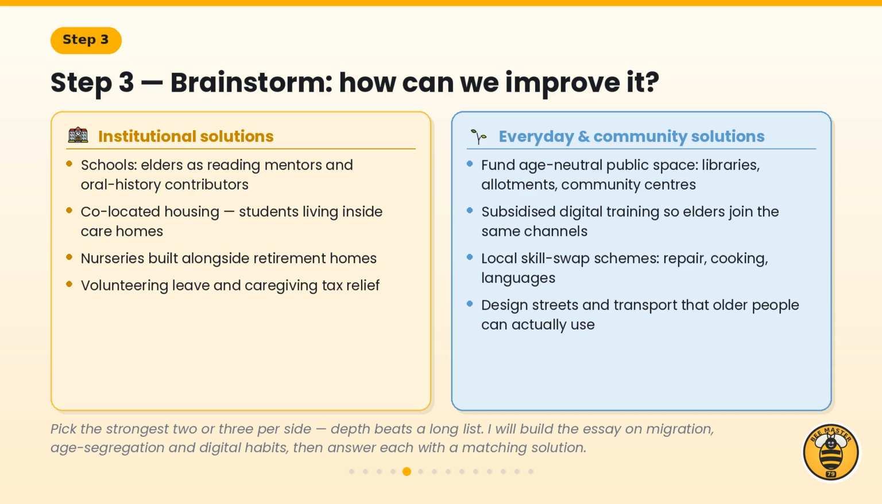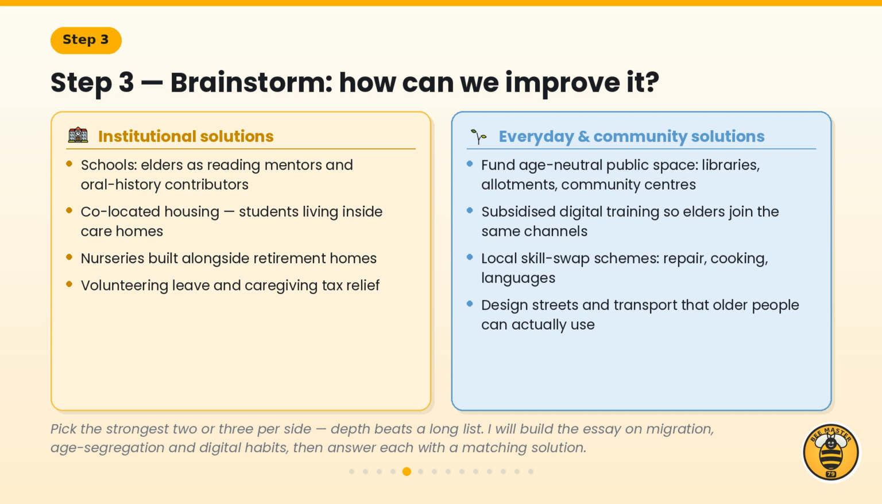Next, the solutions, again in two groups. Institutional ideas bring older residents into schools as reading mentors, put students inside care homes, build nurseries beside retirement homes, and offer volunteering leave or tax relief for family care.